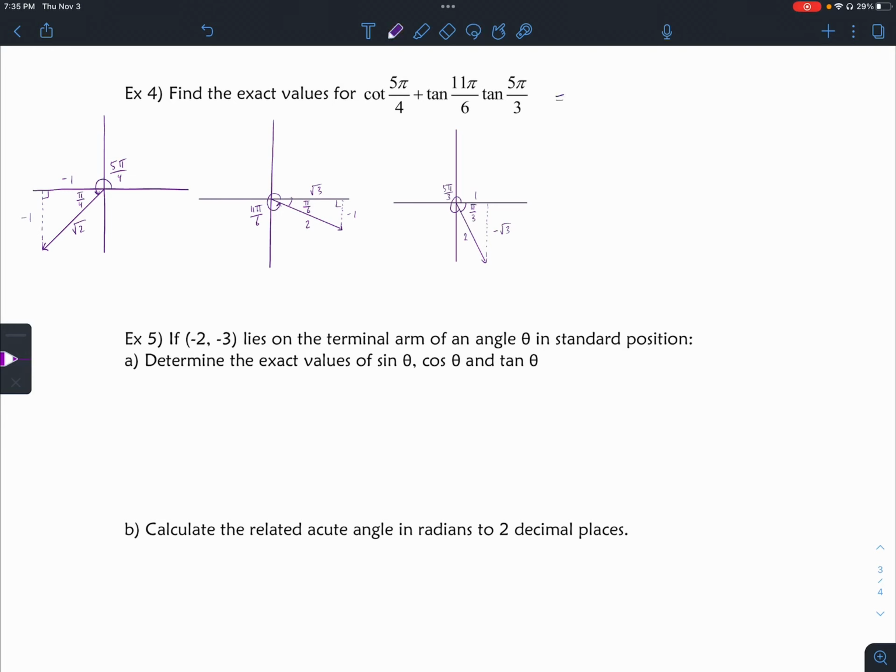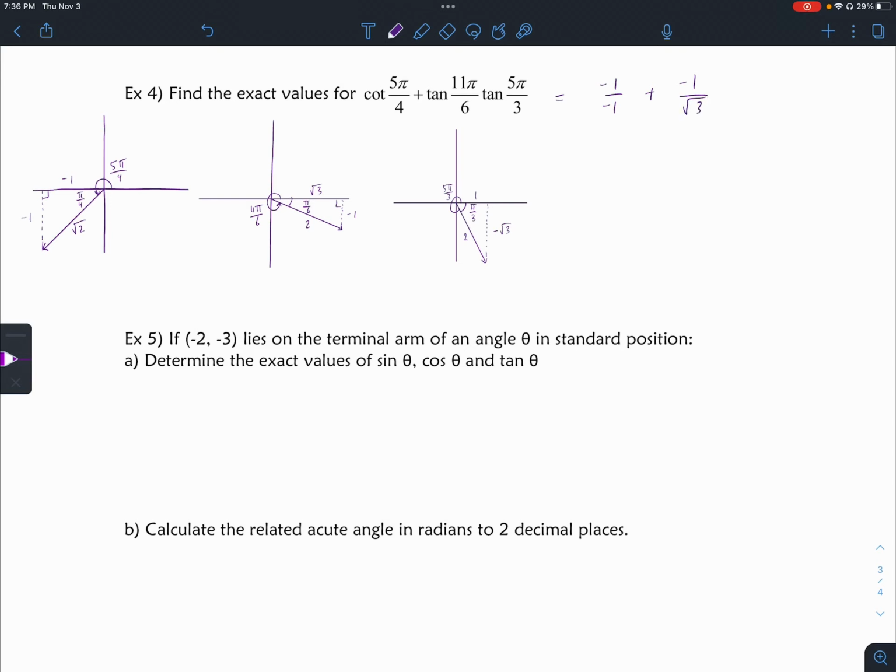So cotangent is adjacent over opposite, the reciprocal of tangent. So adjacent over opposite, that's just going to be negative 1 over negative 1. Okay, plus tangent of 11 pi over 6. So that is opposite over adjacent, so that's going to be negative 1 over root 3.